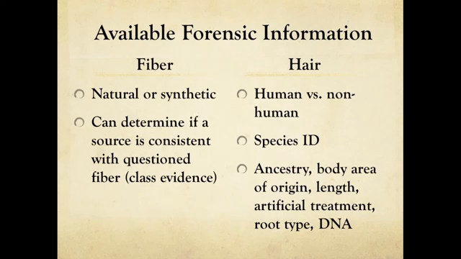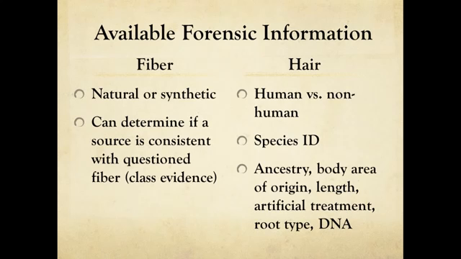With hair evidence, the first thing a forensic scientist will determine is whether or not the hair is human. If it is not human, the hair's cuticle pattern can be used to identify the species. If the hair does belong to a human, you can assess ancestry, where the hair came from on the body, the length of the person's hair, and whether or not it was treated with hair dye. If the root of the hair is present, you can determine if the hair was naturally shed or forcibly removed, and you can also perform a DNA analysis to make an identification.